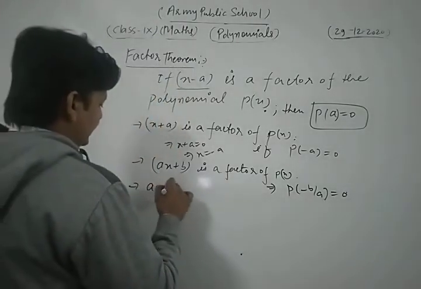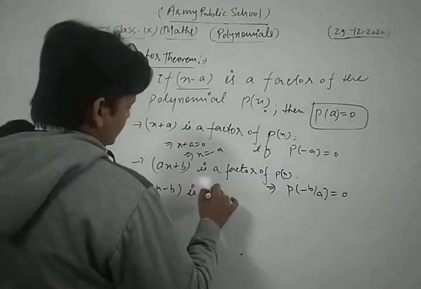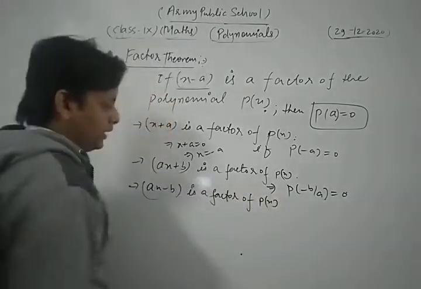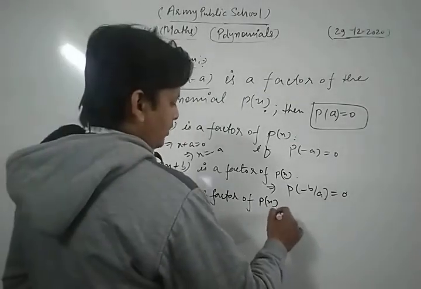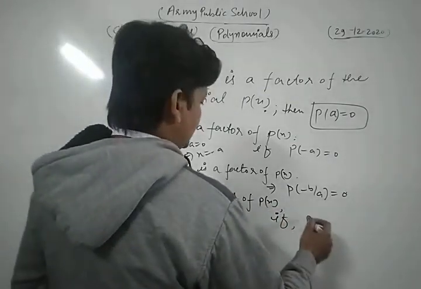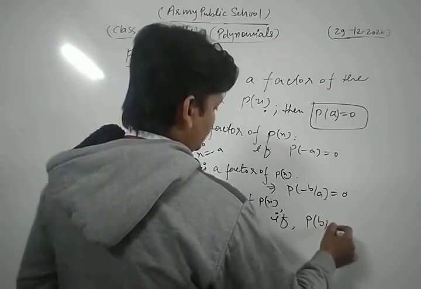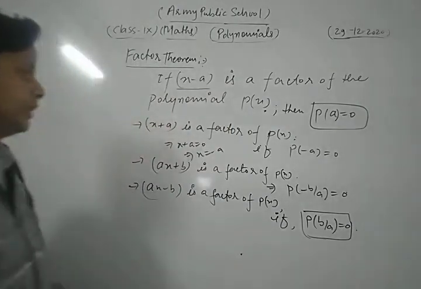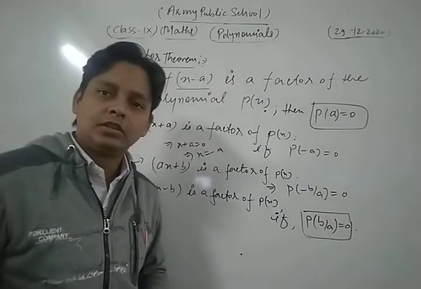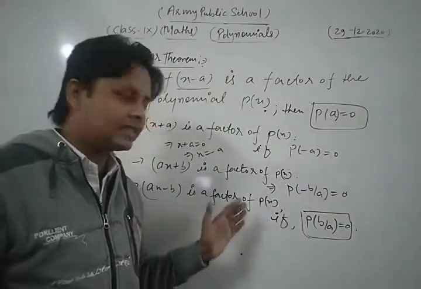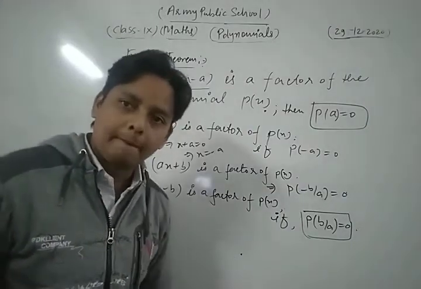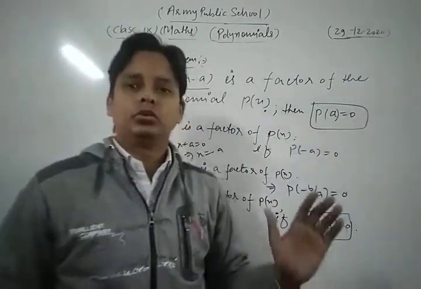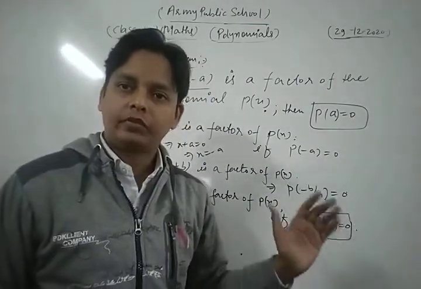Similarly, if we take ax minus b as a factor of the given polynomial p of x, if and only if p of b by a must be equal to 0. P of b by a must be equal to 0. This is one of the most important concepts related to the factor theorem. These are the conditions for the factor theorem.